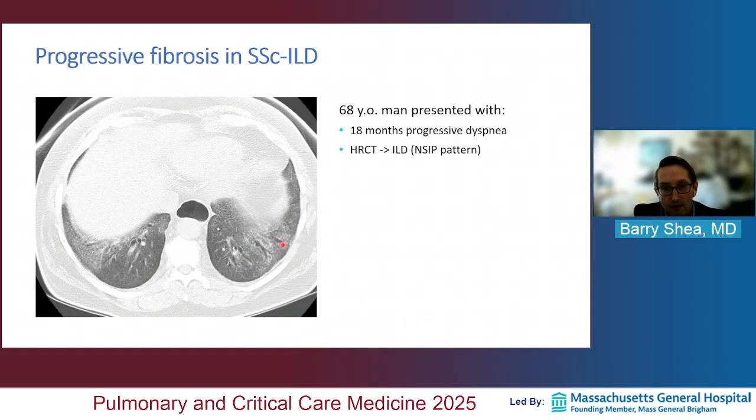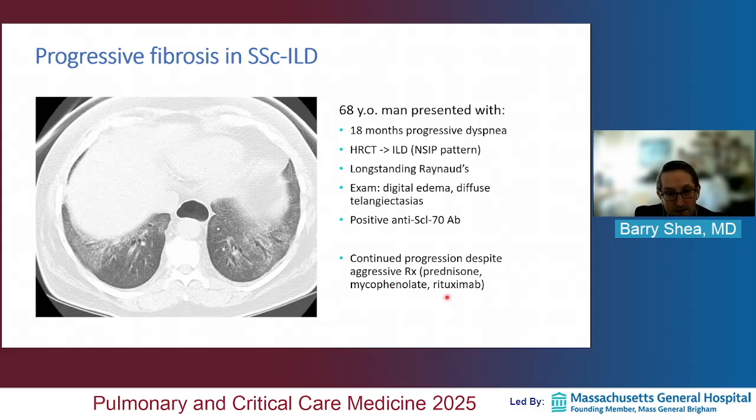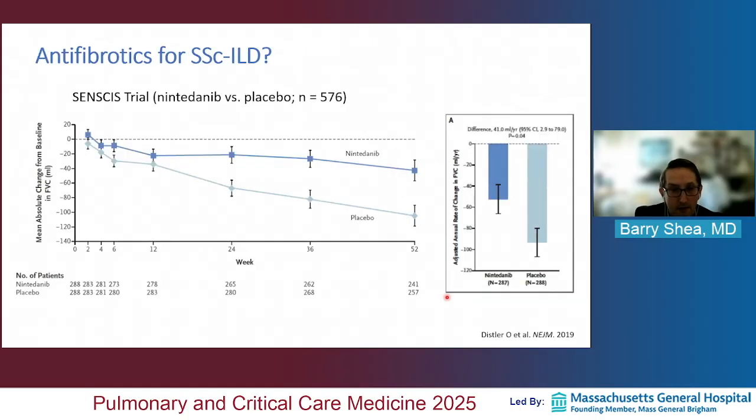And on his evaluation, he admitted to longstanding Raynaud's phenomenon. And on exam, he had swelling of the digits, he had diffuse telangiectasias, and he was found to have positive anti-Scl-70 antibodies. So he was diagnosed with scleroderma and scleroderma-associated ILD. He was treated aggressively over the next several years with low-dose prednisone, mycophenolate, eventually rituximab, but unfortunately, he continued to progress and ultimately died from progressive lung disease. So there are patients that, for whatever reason, have a predominantly progressive fibrotic phenotype with scleroderma.